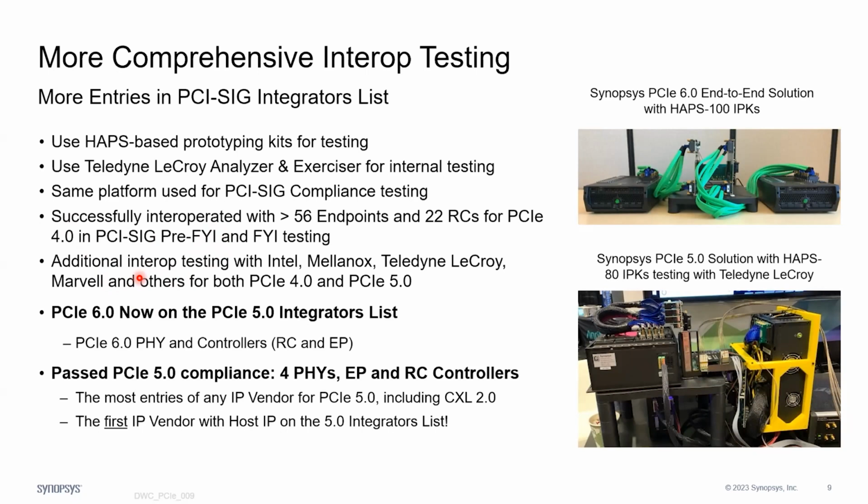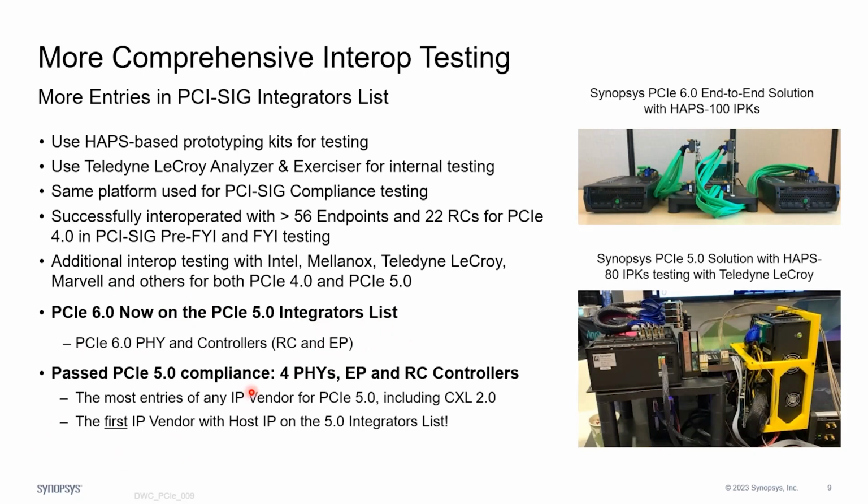So I need to make sure that I can plug this into somebody's PCI 5, as an example, Sapphire Rapids or something, and make sure it's going to work. So we went ahead and took our 6.0 PHY controller, both RC and EP configurations, and got those on the integrators list. So you can go to PCI SIG 5.0 integrators list to see our stuff there.